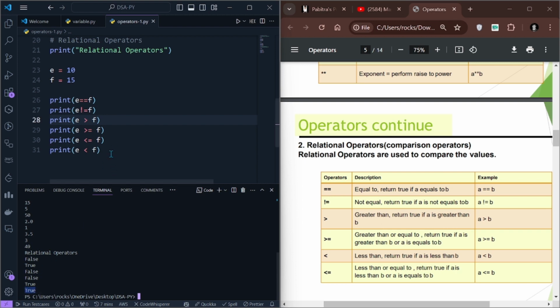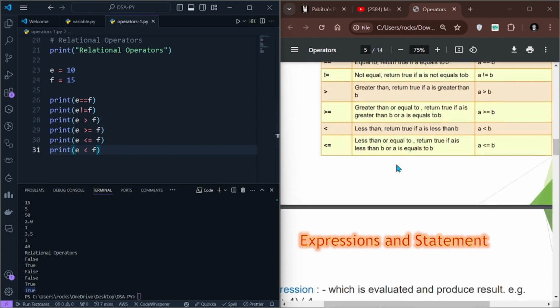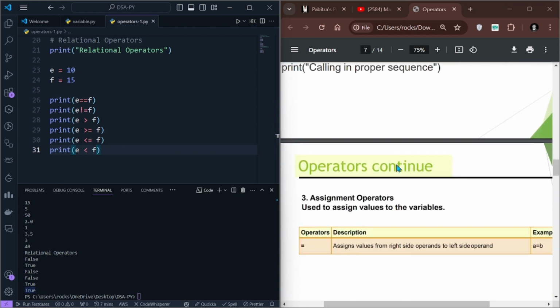Okay, so I think you have got how we can use our relational operators in our code. Now comes our assignment operators, which are used to assign values to the variables, which I have already told you. The single equal sign we were using till now assigns the value from the right side operand to the left side operand. This is our assignment operators.